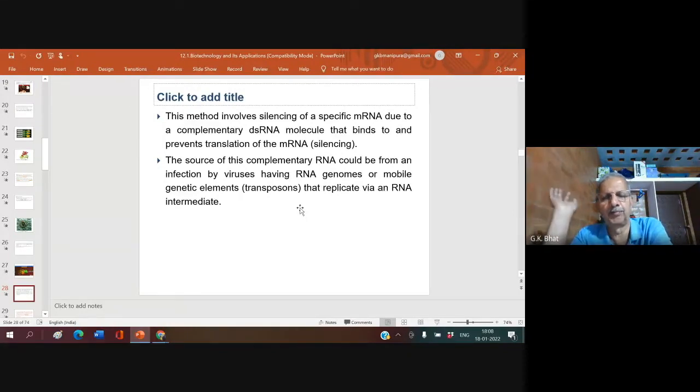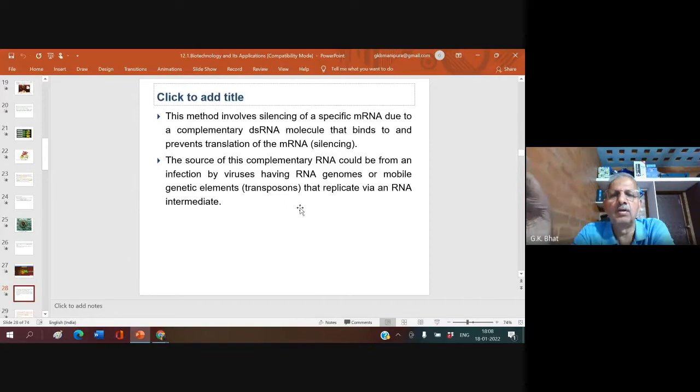Translation is prevented. The source of this complementary RNA could be from an infection by viruses having RNA genome or mobile genetic elements, transposons, that replicate via an RNA intermediate. So, how is this mRNA silenced?